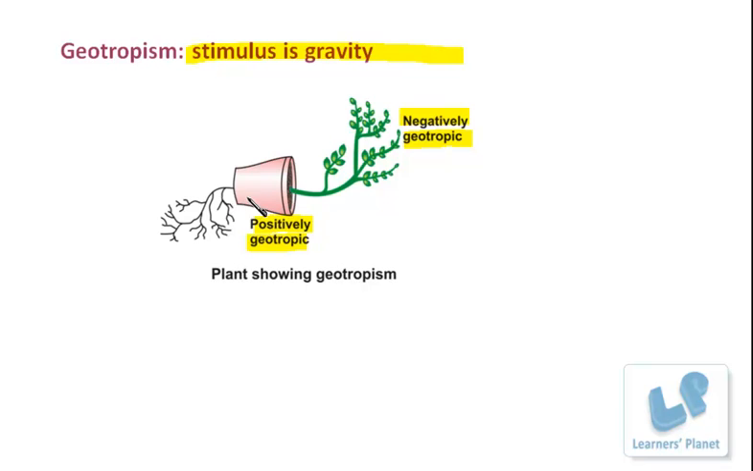Similarly, roots after a particular length tend to move in the downward direction. That means they are attracted towards the gravity, and thus we are calling it the positively geotropic part of the plant. Fine. The another type is Chemotropism.